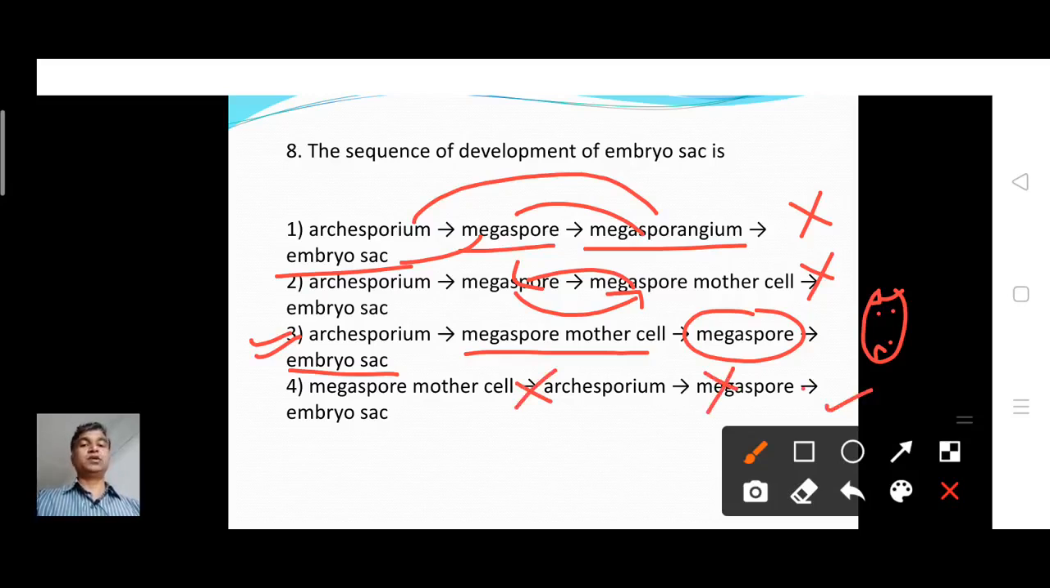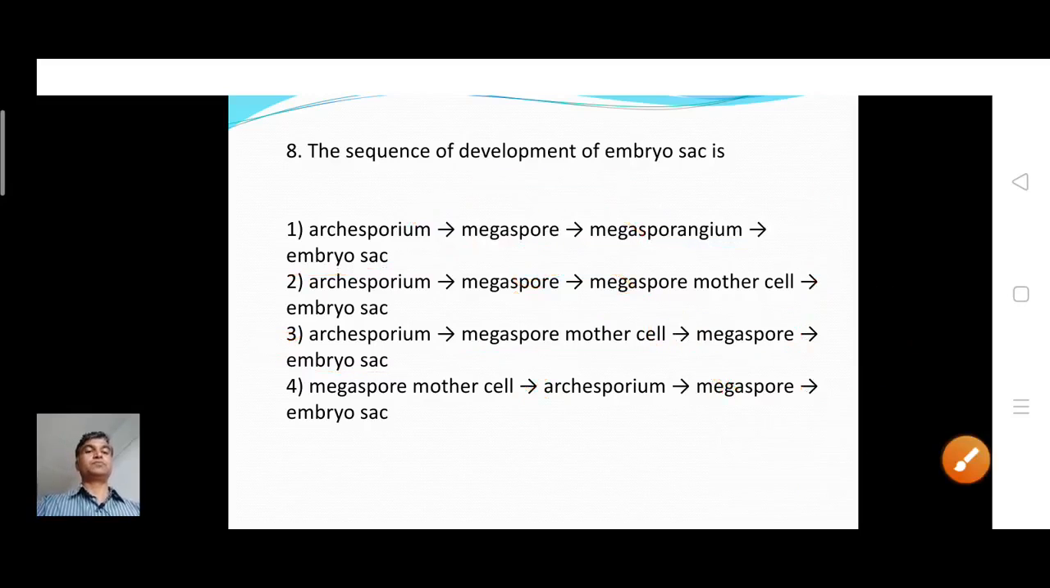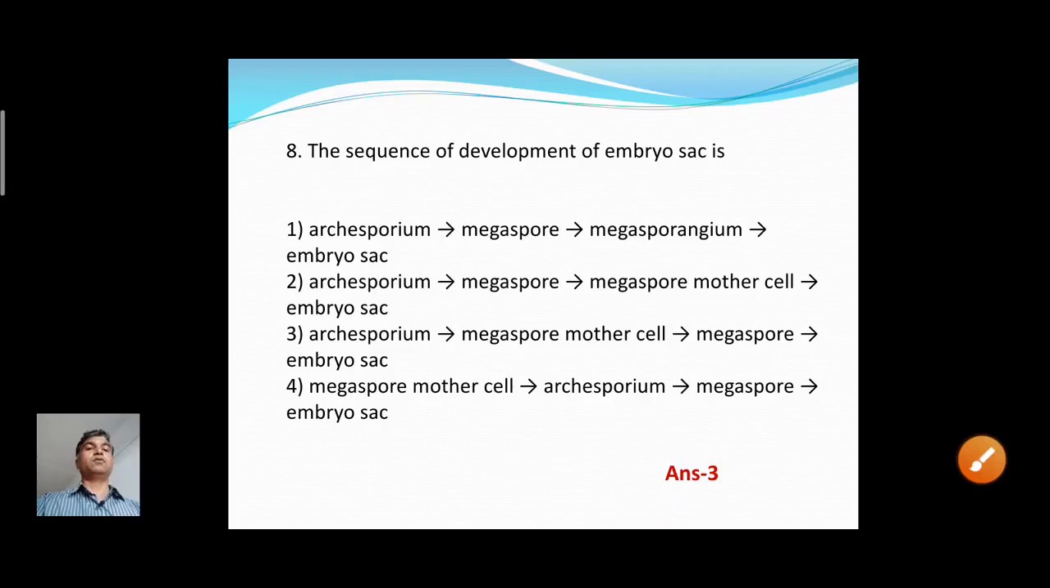Yes, here 2 stages are interchanged. So the third answer is correct: archisporium, megaspore mother cell, megaspore, embryo sac. Here the archisporium to megaspore mother cell to megaspore involves meiosis division, and from the megaspore the embryo sac is produced by mitosis division. The answer is the third one.